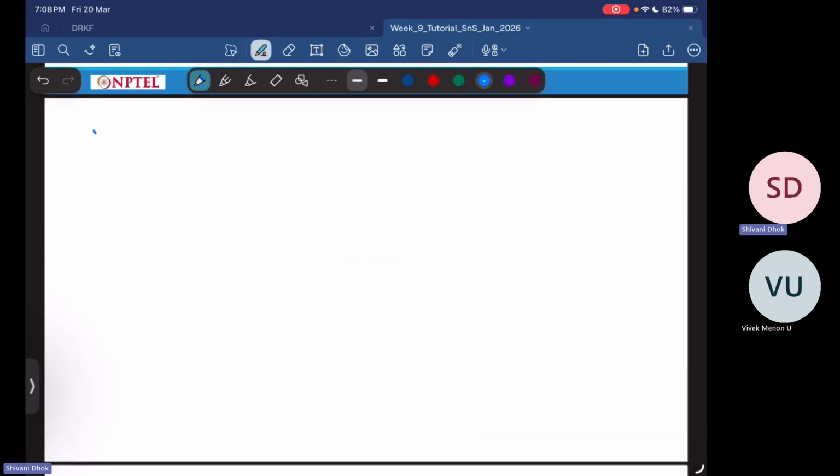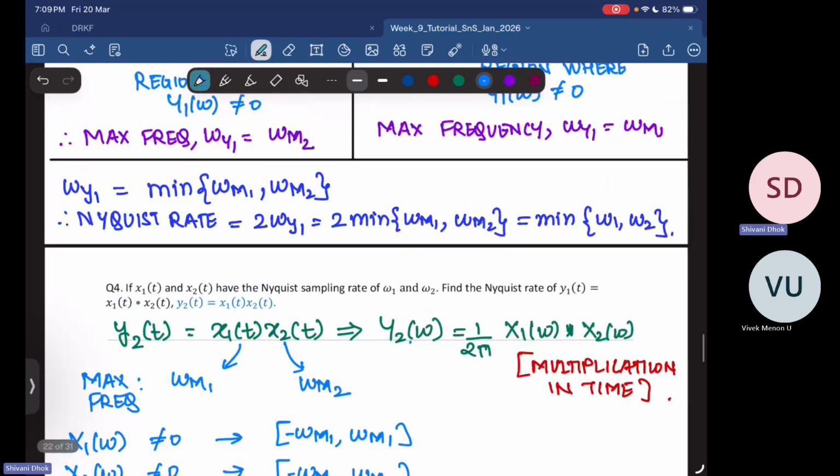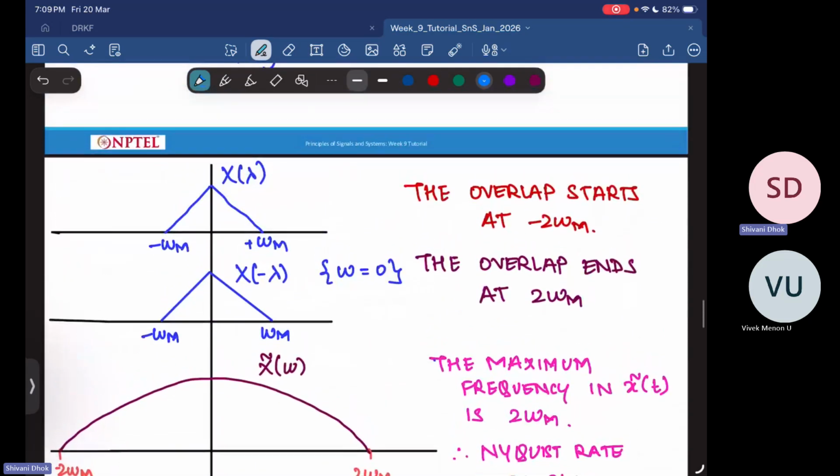So it says that you are interested in some signal z of t, which is z1 of t convolved with z2 of t. z1 of t is non-zero only for t in a to b, and z2 of t is non-zero only in c to d. Then z of t will be non-zero only for values of t from a plus c to b plus d. This you can take up as a property. You can easily check it using the basic convolution formula. We actually saw that for this particular question.